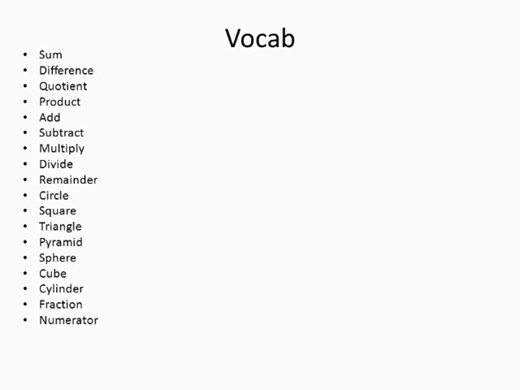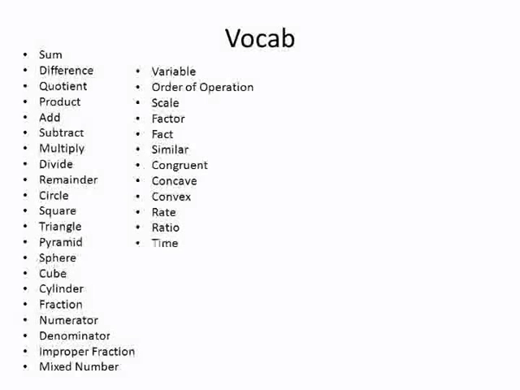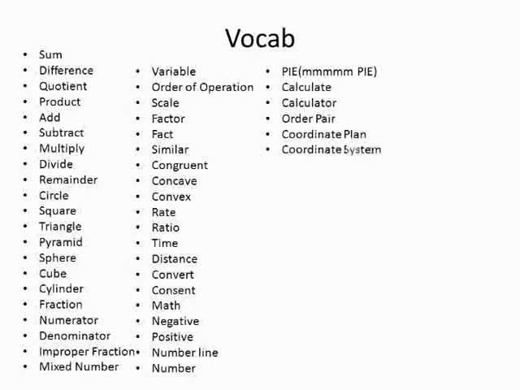Circle is a round object. Square has 4 sides. Triangle has 3 sides. Pyramid is a 3D triangle. Sphere is a 3D circle. Cube is a 3D square. Cylinder is a soda can. Fraction is actually a division problem. Numerator is the top number of a fraction. Denominator is the bottom number of a fraction. Improper fraction is a large number on the top, small number on the bottom. Mixed number is a whole number and then a fraction. Variable is a number represented by a letter. Order of operations is PEMDAS. Please excuse my dear Aunt Sally.